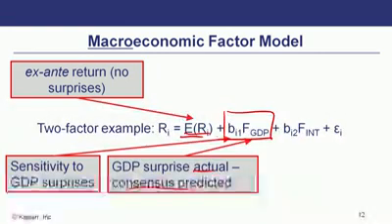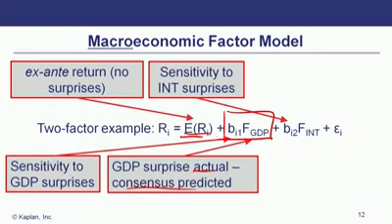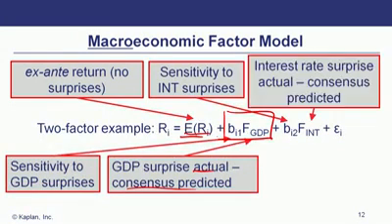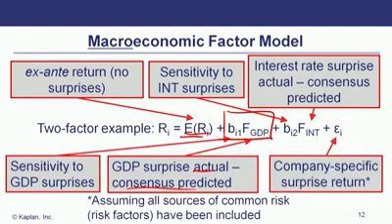And then we can also have another factor. That's going to be changes in interest rates. So what about the sensitivity of this firm to changes in interest rates times the change in interest rates? Well, that would be the factor times the sensitivity. And then we have this other thing on the end. This is the company-specific surprise return.